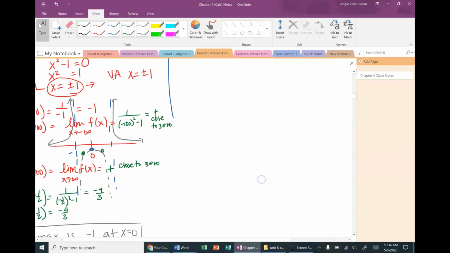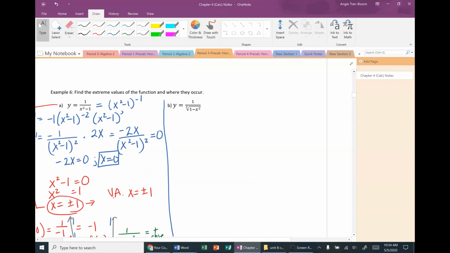One last question and we're done with 4.1. Okay, so similarly to this one, it's a rational function. So we want to find the critical point by taking the derivative. And let's write this as a power function: 1 minus x squared to the power of -1 over 3. Okay, y prime equals -1 over 3 times (1 minus x squared) to the -4 over 3 times -2x.